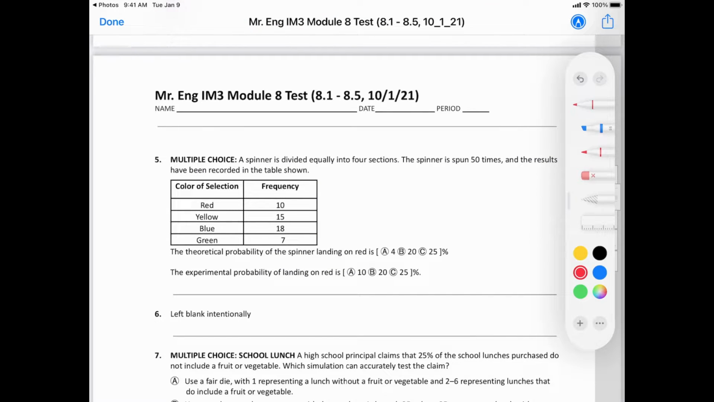Okay, question number 5. A spinner is divided equally into 4 sections. So you can draw a picture.